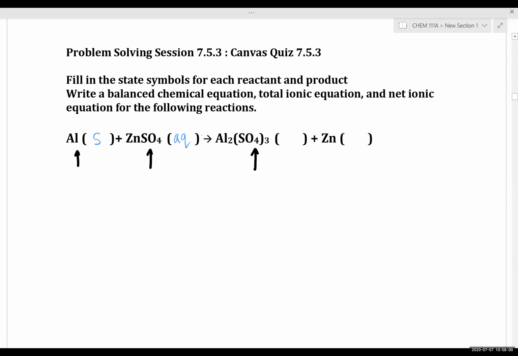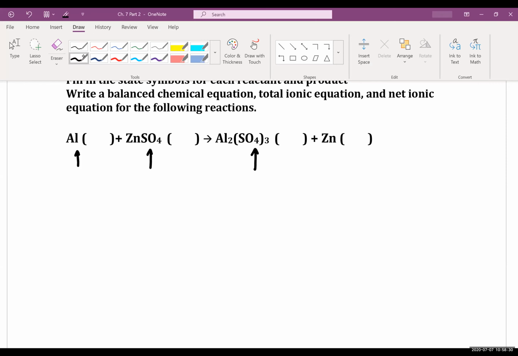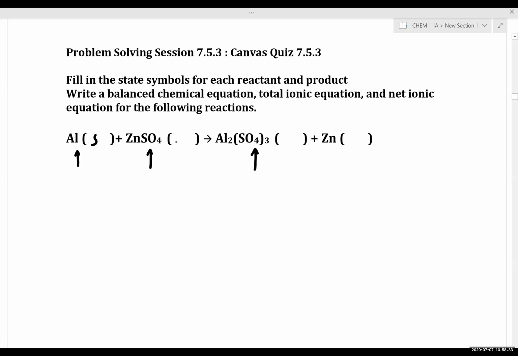And then aluminum sulfate, again, are sulfate salts generally soluble or insoluble? Soluble, yep. So we'd put the aqueous, oh, whoops. Let me just clear that for right now, so that when I transfer this over and export it into the shared class note set, we're able to see it.